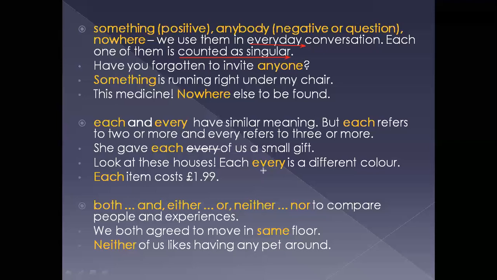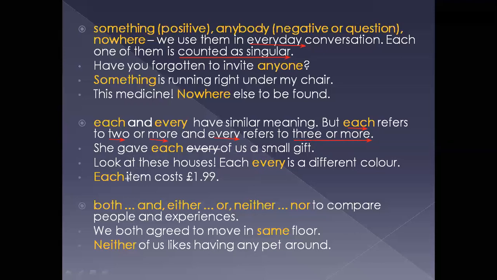Okay, so can you explain? It means each and every have similar meaning, but each is used with two or more. And every refers to three or more. So we can use every with three or more. If it's each, we're talking about just two or more. And if it's every, it means three or more. So what's the difference between these two?